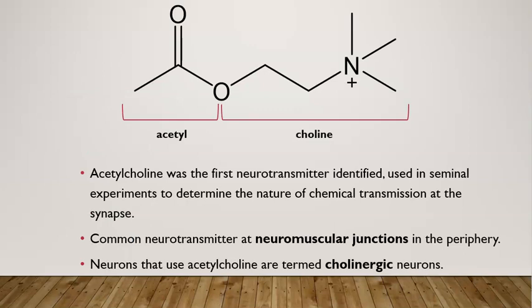Okay, let's get into acetylcholine specifically. So we're starting with acetylcholine because it turns out it was actually the first neurotransmitter identified. So if you like history, I like history. It was actually a German pharmacologist in the 1920s that performed an experiment on frog hearts. And it was during this that he kind of identified acetylcholine.